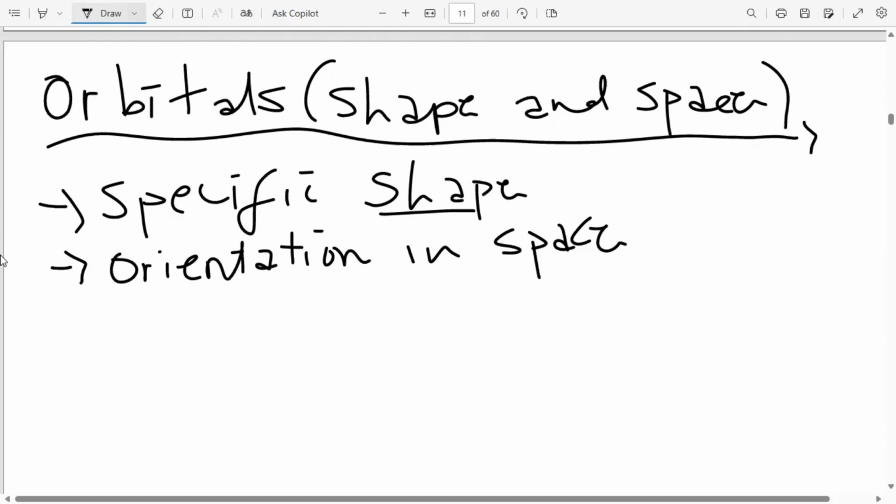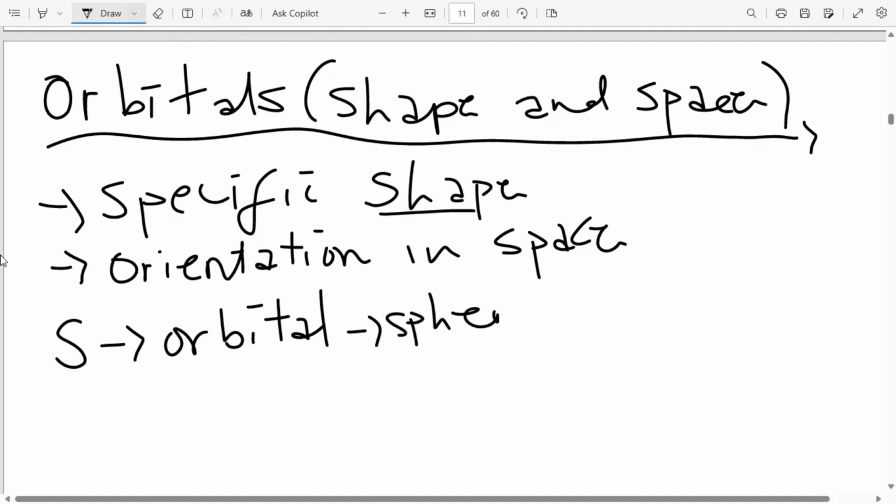So there are four orbitals. We've already talked about them. The first one we're going to look at is what we call the s orbital. So the s orbital, we've said, is spherical in nature. It has a spherical shape. And what else apart from having a spherical shape?